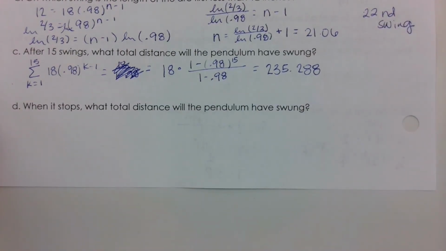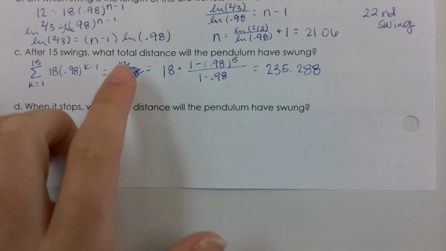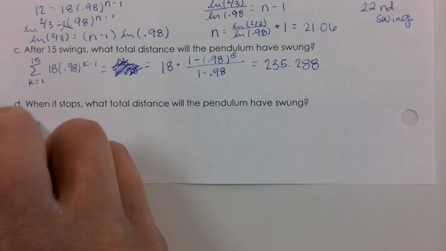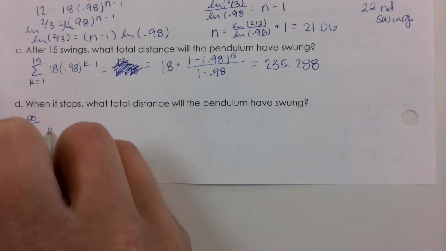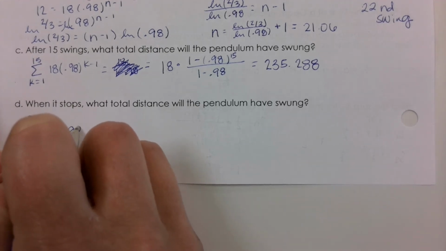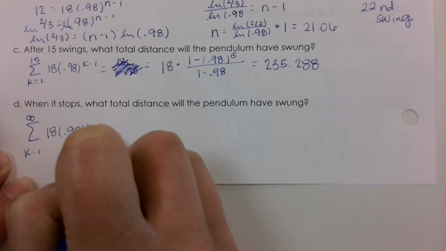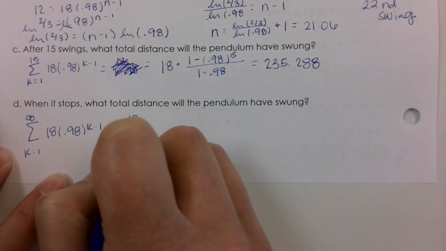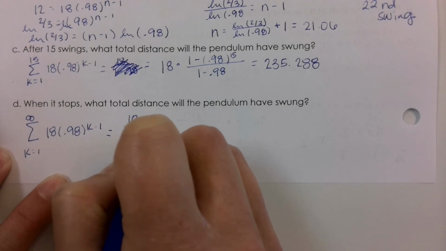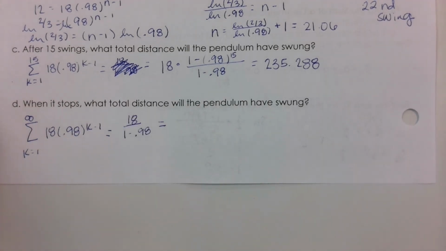All right. Okay. So then the next part, it wants to know when it stops, what total distance will the pendulum have swung. So that's our infinite series. That's where we'll use what we had written up here the first time. When we set it up, the only thing that's different is k equals 1, we're going to have an infinity on top. Everything inside is still the same. So then we will do that a sub 1 over 1 minus r. And so this time, what do we get? 900.